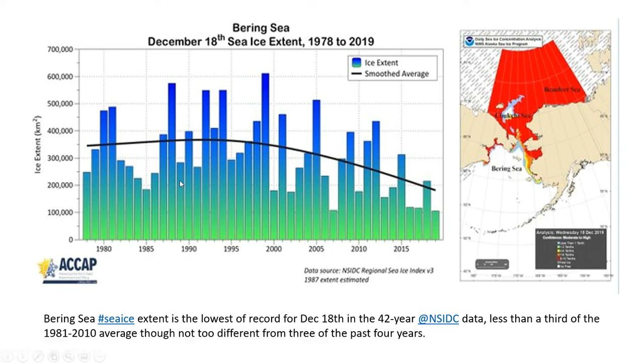And so what do we see here? The ice extent in square kilometers. So this gives you the ice extent, the vertical bars, and then this is the smooth average. Once again, the trend is very clear. There's been a general decline, starting for sure about the late 1990s, and continues to decrease up until the present. Bering Sea ice extent is the lowest of record for December 18th in the 42-year NSIDC data, less than a third of the 1981 to 2010 average, though not too different from 3 of the past 4 years.